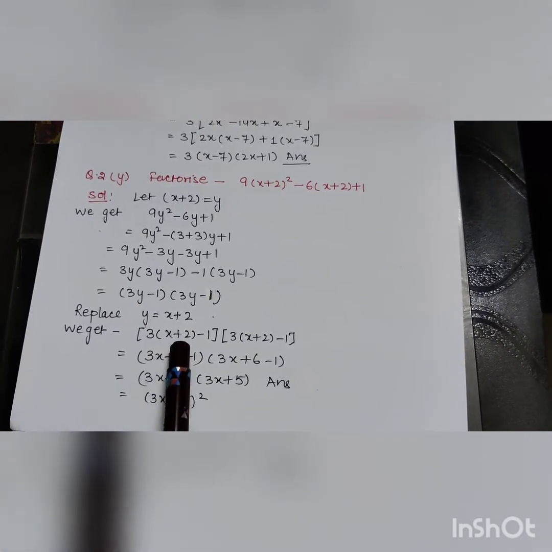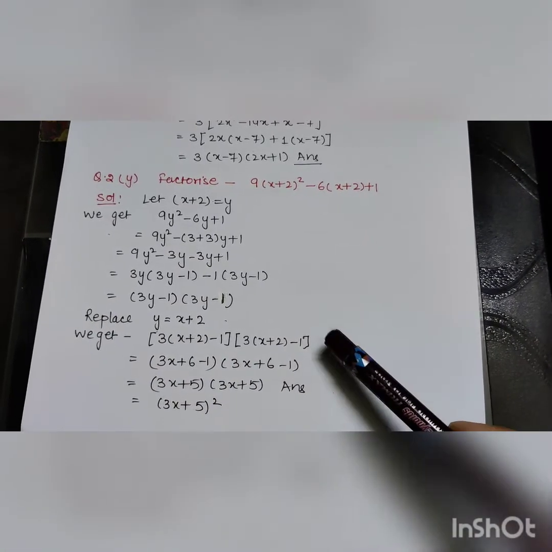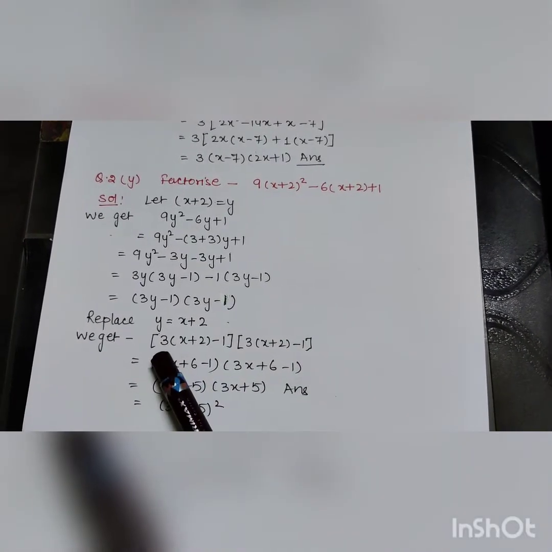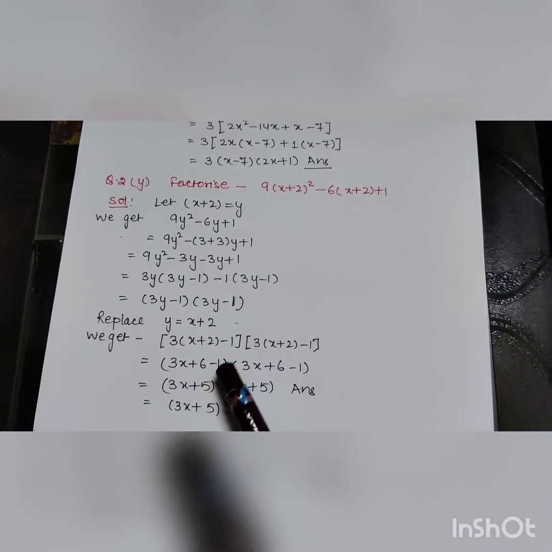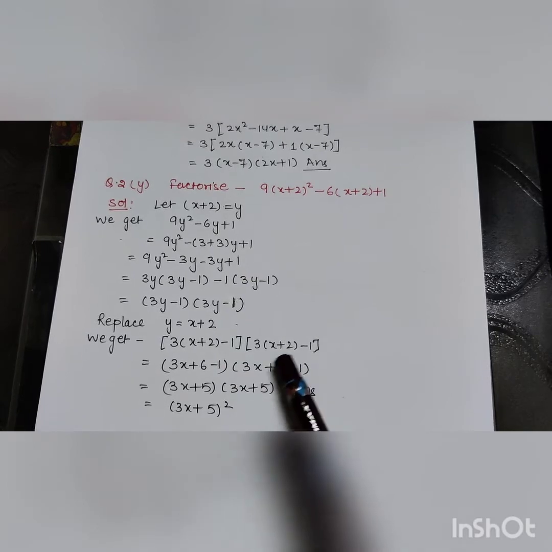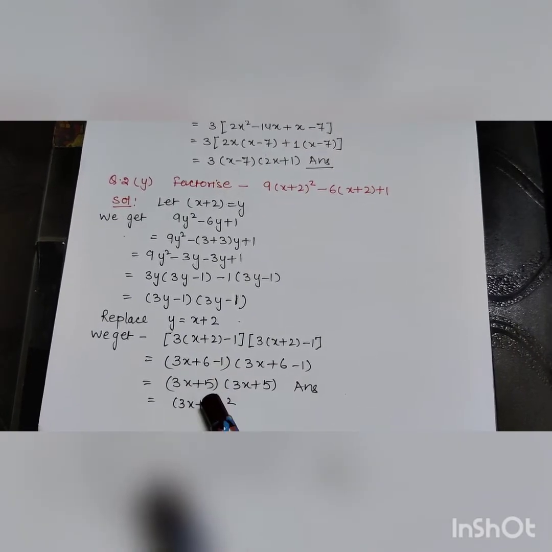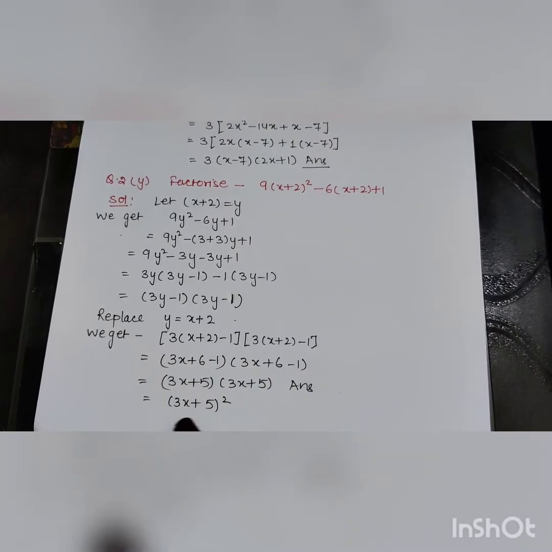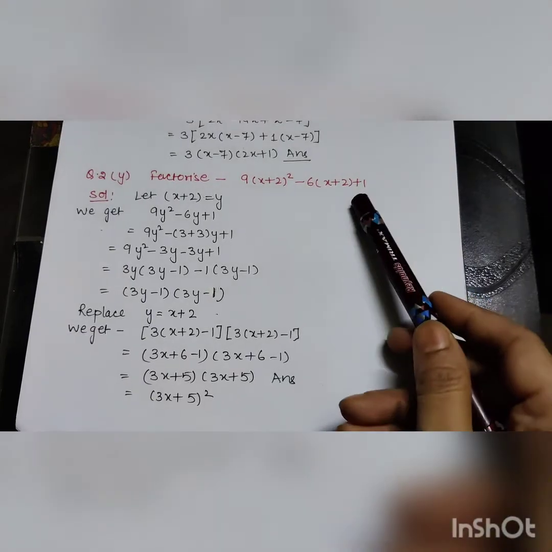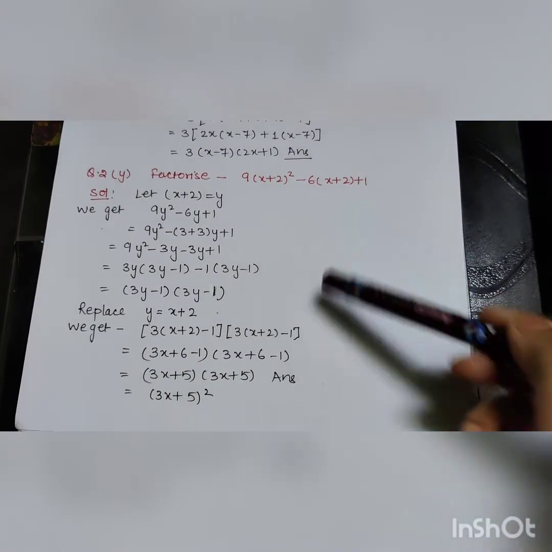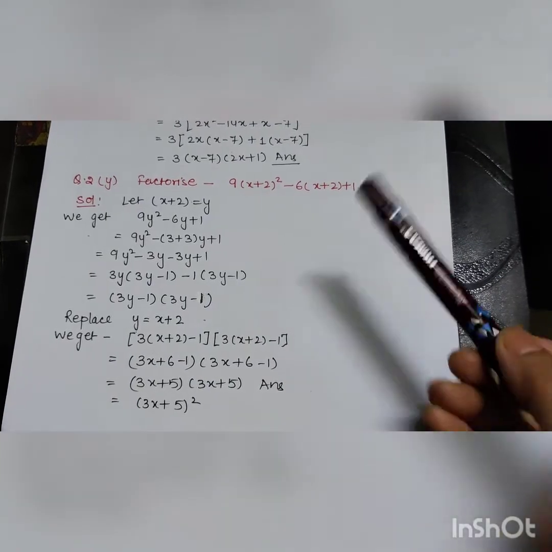So putting x plus 2 again in place of y, we have got these two. Right? Now just open the bracket. 3 into x plus 6 minus 1 and 3 into x plus 6 minus 1. So 6 minus 1 is 5. So 3x plus 5 and 3x plus 5, or 3x plus 5 whole square we have got. So such questions are done in this way only. Okay.